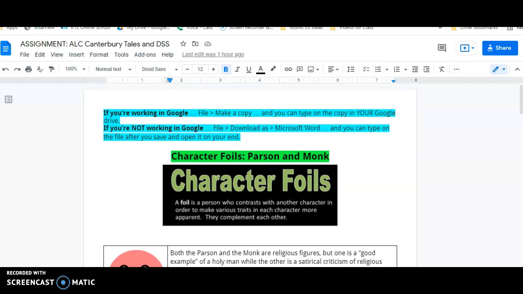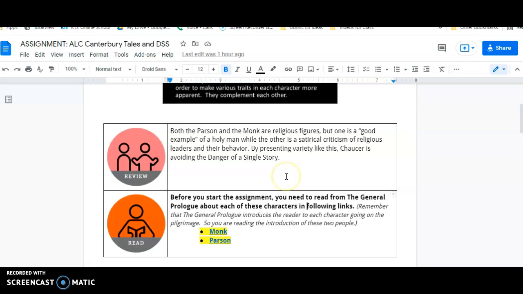If you're not sure what a character foil is, a foil is basically a person who contrasts another character in order to make various traits in each character more apparent. So in other words, they complement each other.